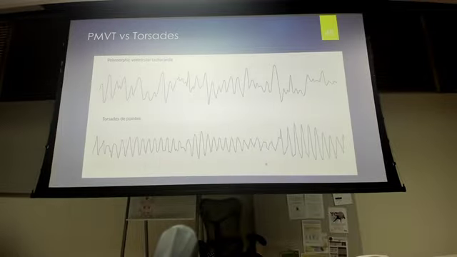We compare polymorphic VTAC versus torsade. Polymorphic VTAC is kind of all over the place, up and down. There's really no rhyme or reason. And our torsade is we have that increase in amplitude, decrease in amplitude, increase and decrease in amplitude.